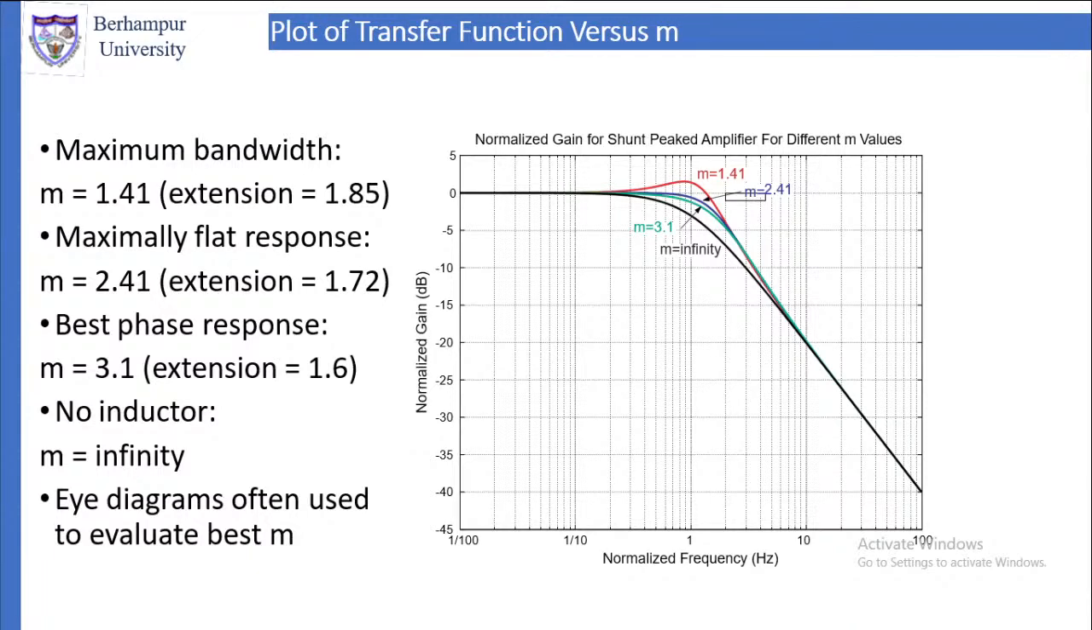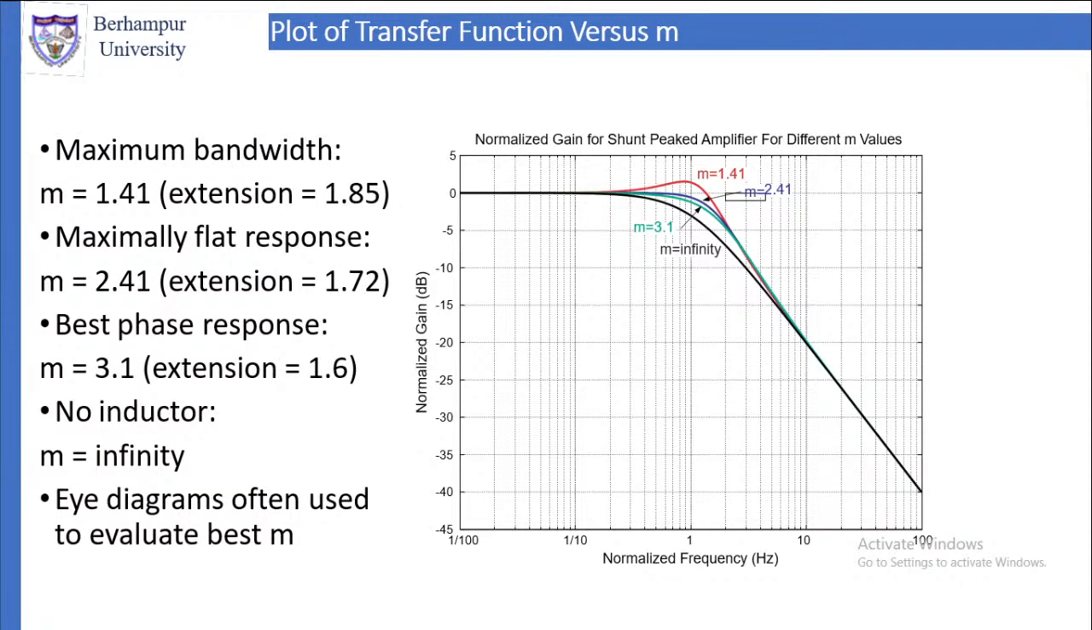The second case is maximally flat response. This is called maximally flat response because over this bandwidth the gain remains constant. M is equal to 2.41. Look at the blue curve, where M is equal to 2.41. There, up to normalized frequency equal to 1, the gain remains constant.